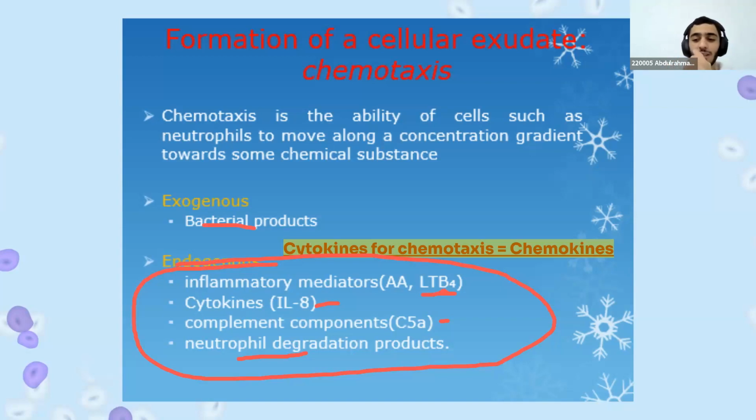No, it's not 5A and 3A. I do have a slide at the end of this lecture that shows you the difference between the three different complements, so you'll see the difference in their functions. I did mention it at the end of the lecture. But for now, I need you to remember that the chemotaxis cytokines are B4, interleukin 8, complement 5A, and bacterial products or the neutrophil products. Okay?